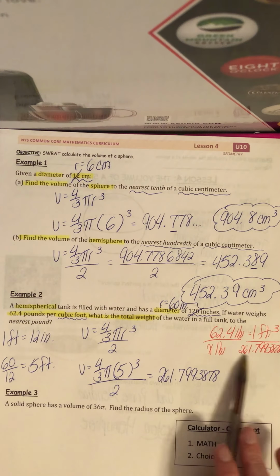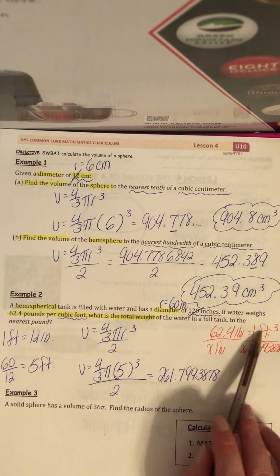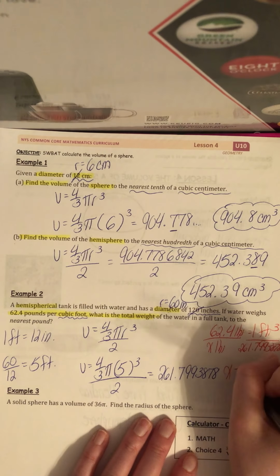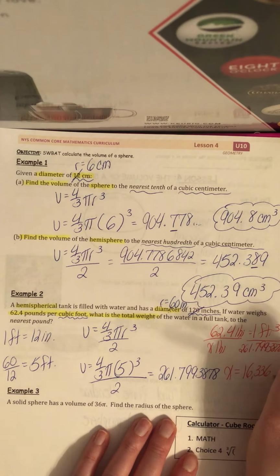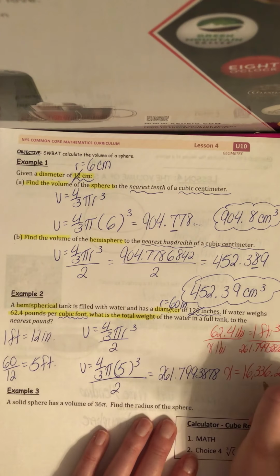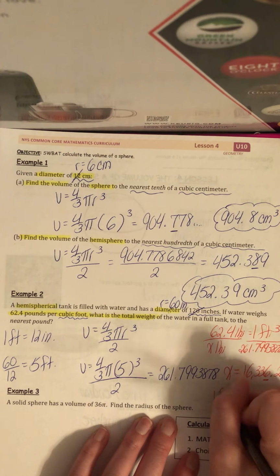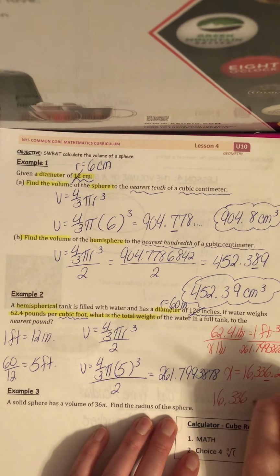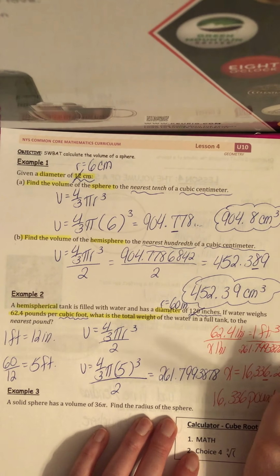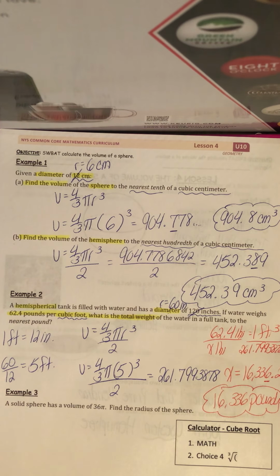261.7993878. I have to use the entire thing. Now I just cross multiply. My numbers are matching up nicely. So X is going to equal 16,336.2. But it says to the nearest pound, so I have to round here. So I'm just going to keep it as 16,336 pounds because that's what the question was asking me for, and now I'm done.